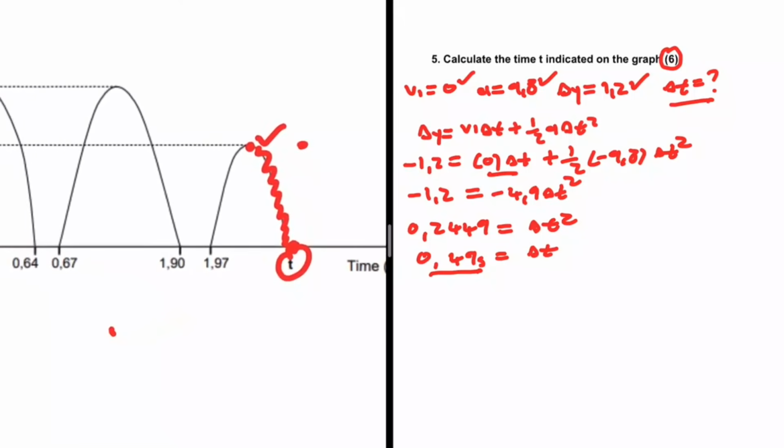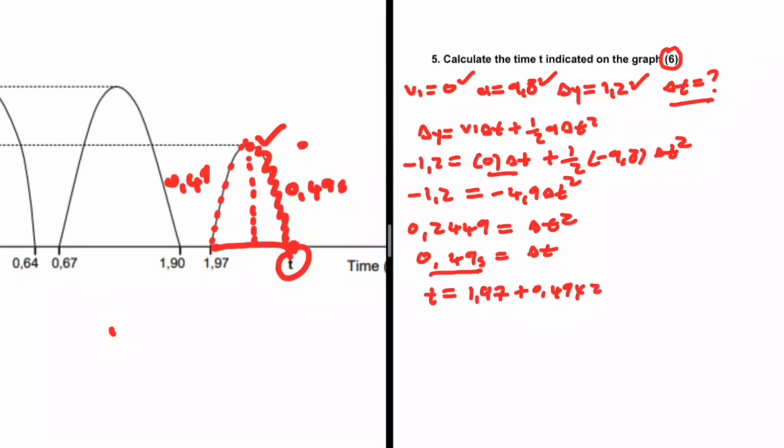We know for sure that from maximum height until we strike the ground is 0.49 seconds, right? But that also implies that from the ground until maximum height, we took 0.49 seconds. So from 1.97 to t is 0.49 plus 0.49. So t is equal to 1.97 plus 0.49 multiplied by 2.